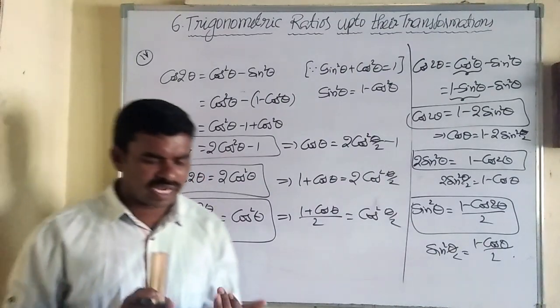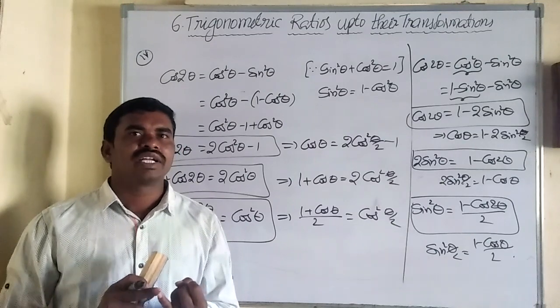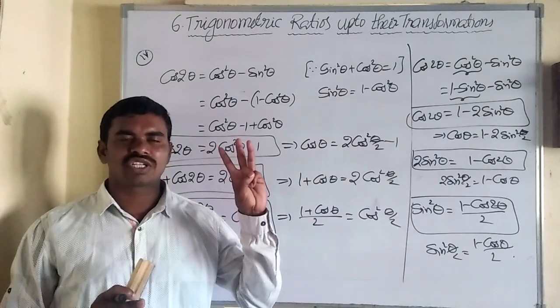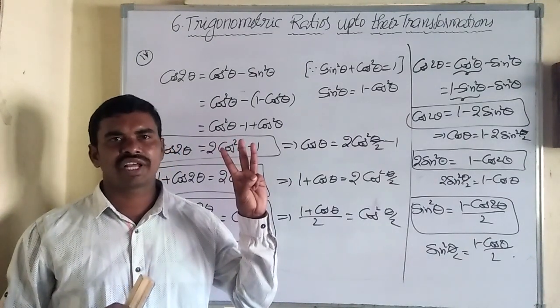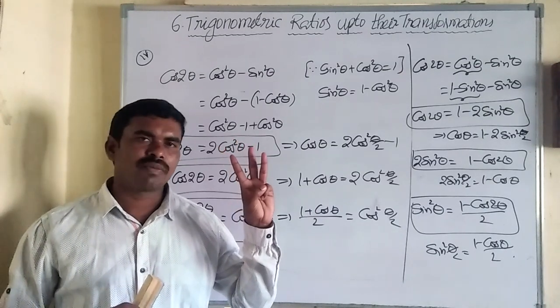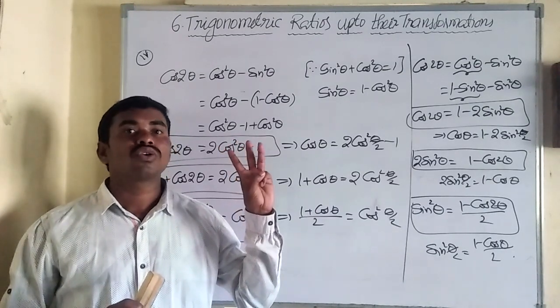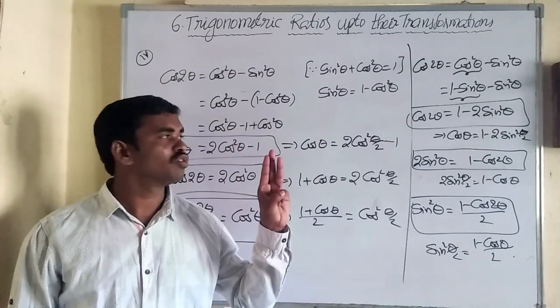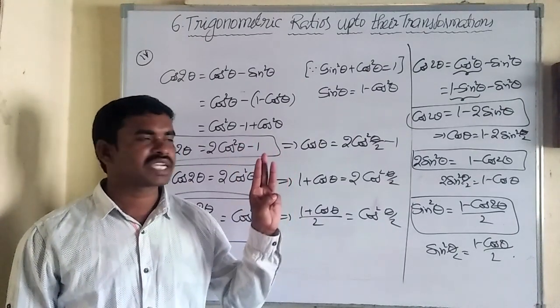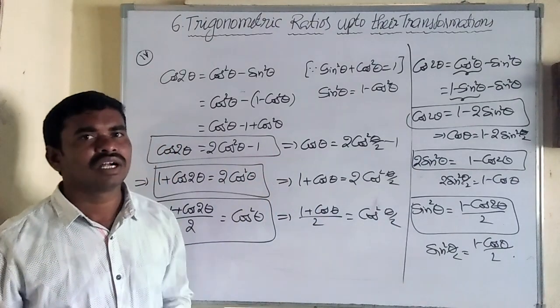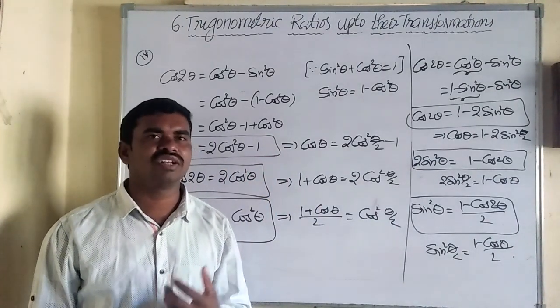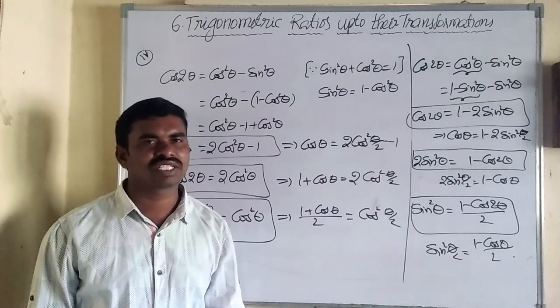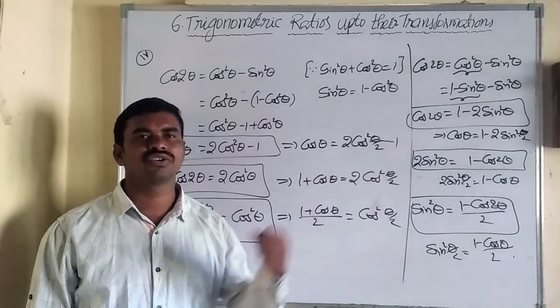Again I am saying, these are the 3 identities you must learn: sin square theta plus cos square theta equal to 1, sec square theta minus tan square theta equal to 1, cosec square theta minus cot square theta equal to 1. These 3 identities you must learn. Next, the table: sin values, cos values, tan values, sec values, cosec values, all values from 0 to 90 degrees.